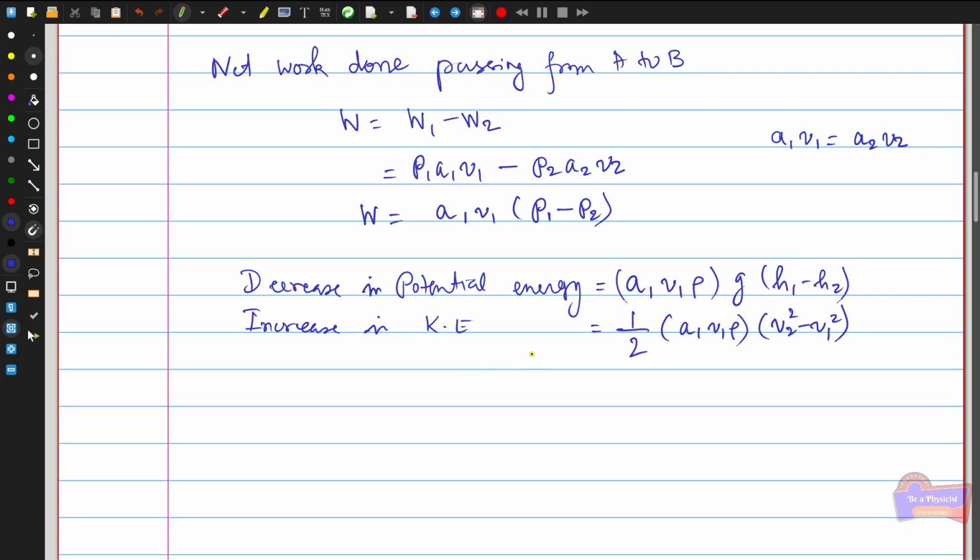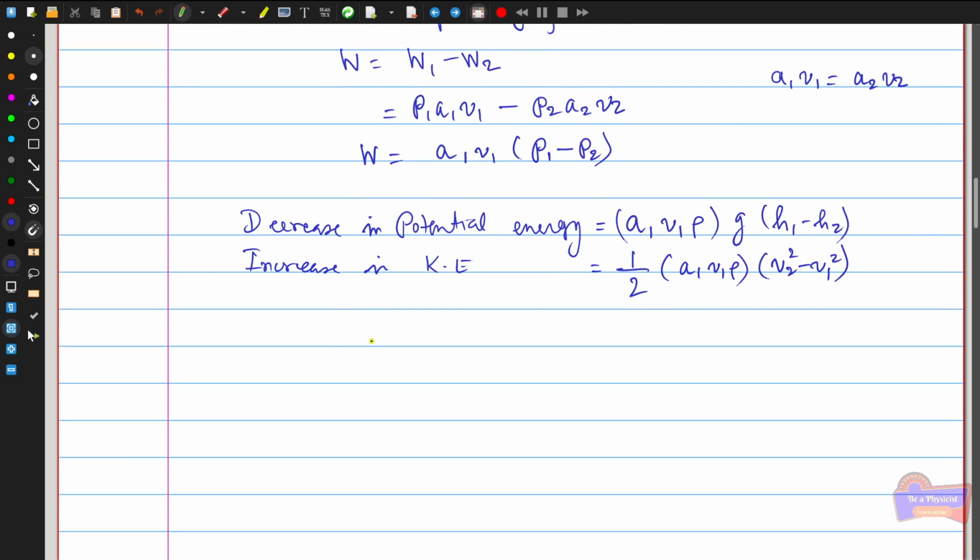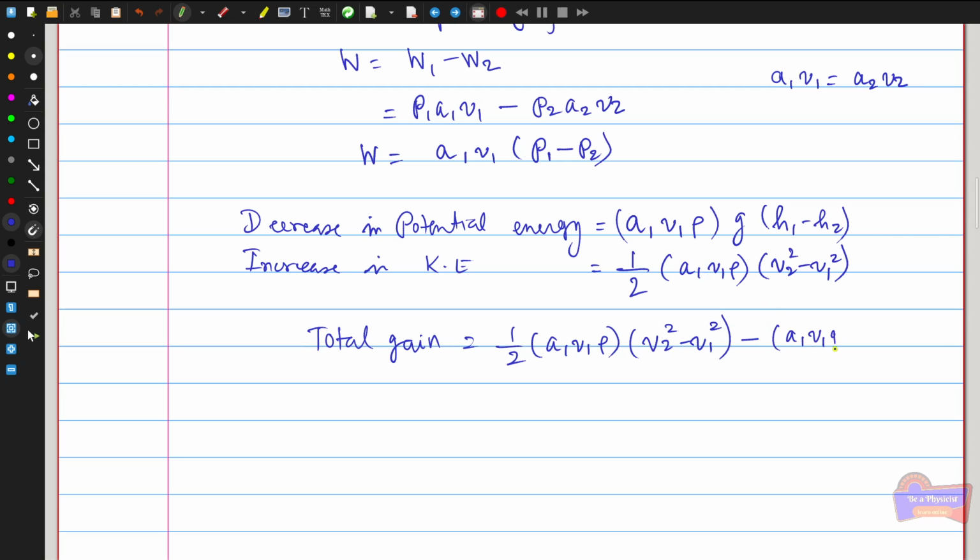We will get the total gain in the energy of the system when the liquid is flowing from point A to point B. So I can write the total gain, which is equal to half into A1 V1 rho into V2 squared minus V1 squared, minus this potential energy, A1 V1 rho into G into H1 minus H2, which is actually equal to the work done. So I can just substitute this as the work done, that is A1 V1 into P1 minus P2. That is actually equal to this difference in kinetic energy and potential energy.